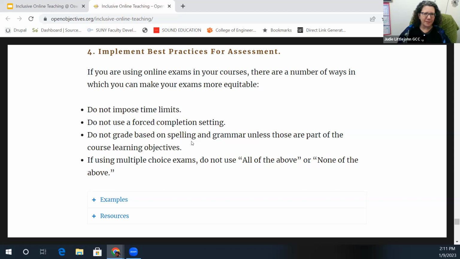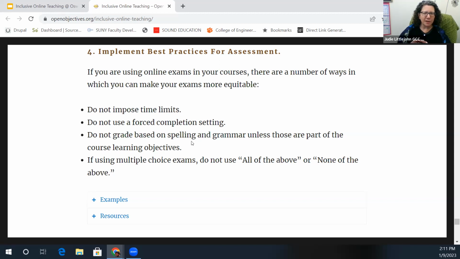But sometimes in your LMS, you can have those forced completion settings. Don't do those if you can avoid that. That's also something that can hinder the success of some of your students.